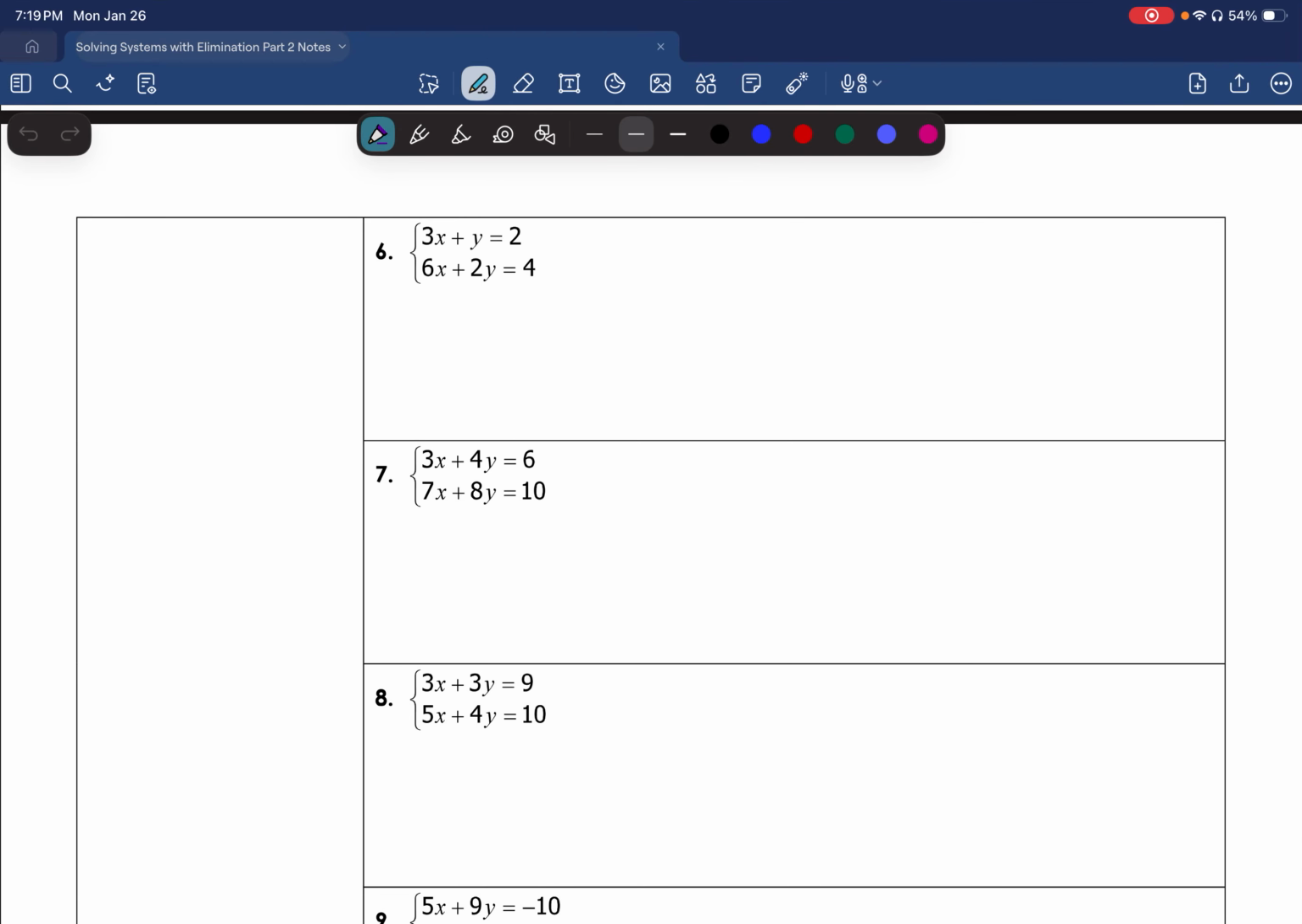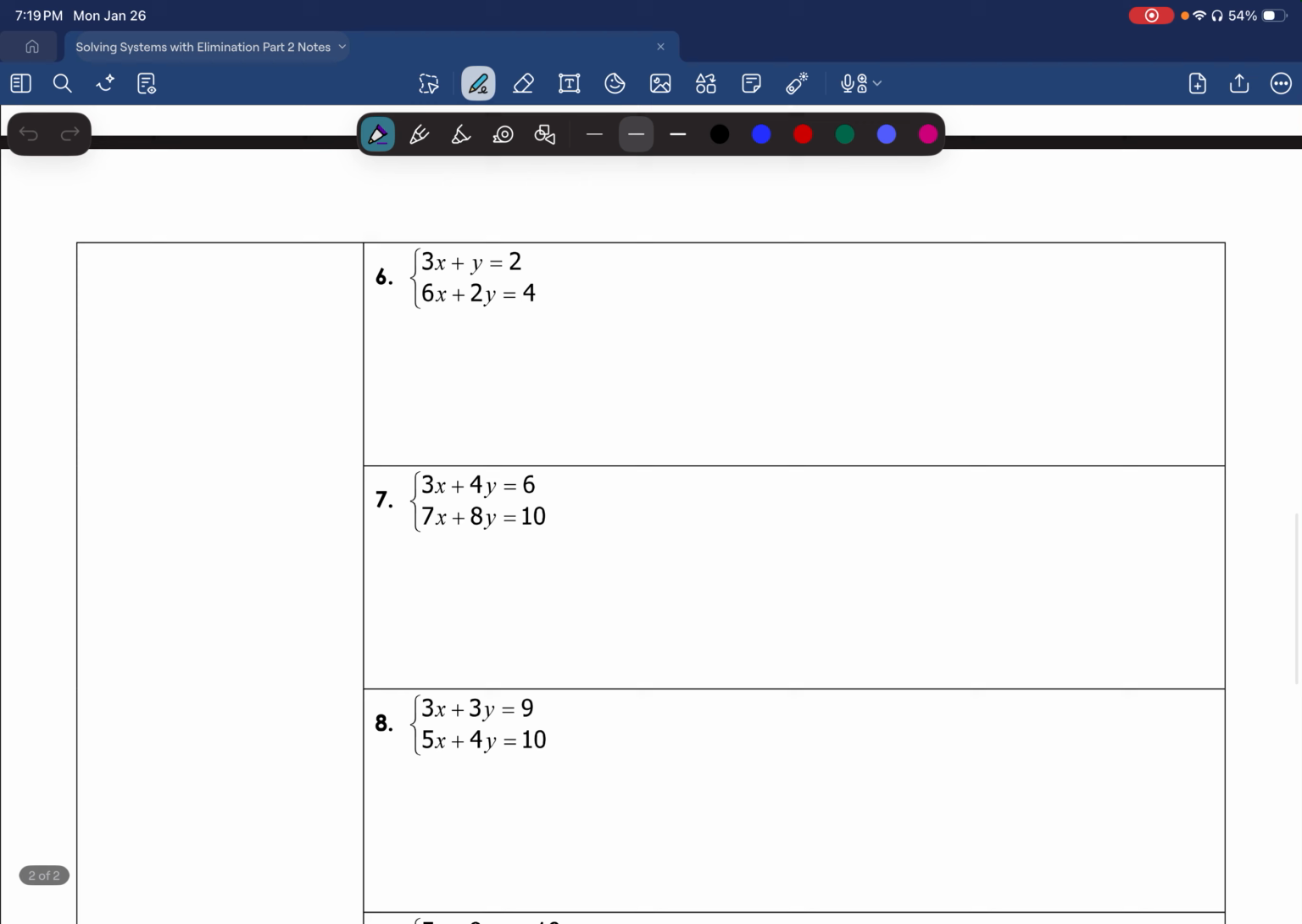Hey guys, I am recording part two of solving systems of equations by elimination. This is the method where we have to multiply the equations by a number if there are no common coefficients for us to use to cancel out. All right, so let's start with number 6.